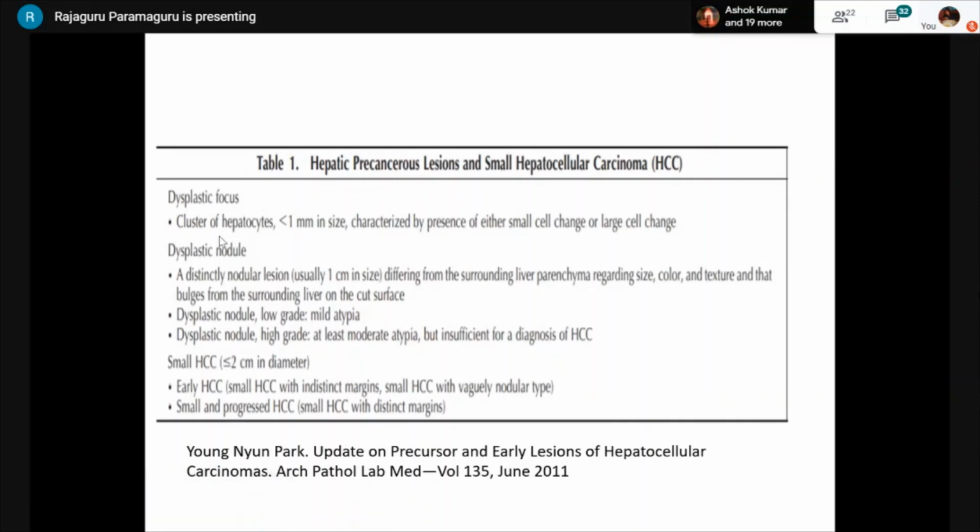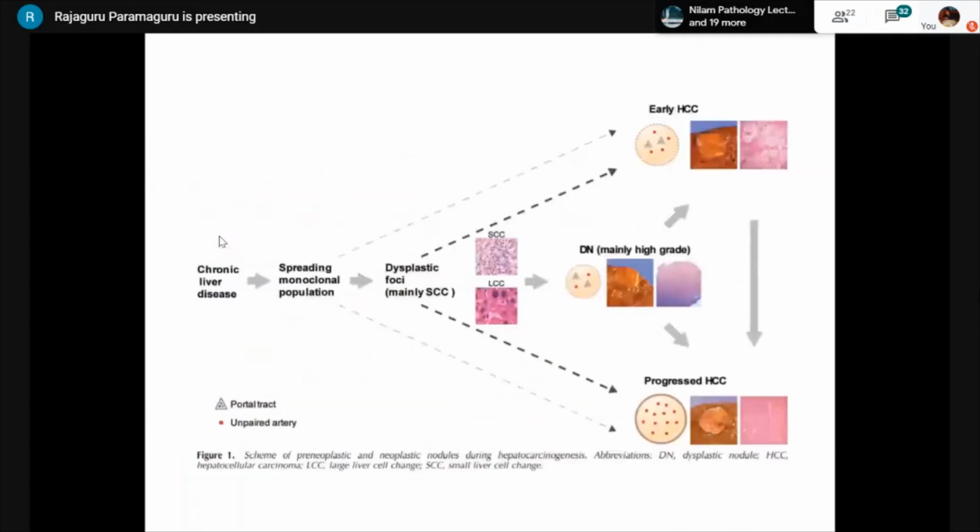A dysplastic nodule is a distinct nodular lesion which is bulging out from the surface. It has a gross appearance and cytological appearances that I'll be discussing. And small HCC are of two types, early HCC or progressed HCC, with size less than or equal to 2 centimeters. So this is how it goes.